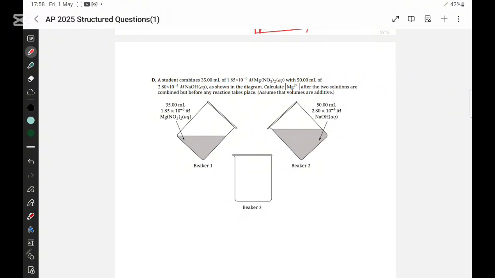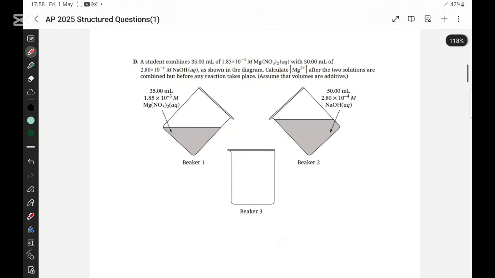So for the next question, a student combines 35 milliliters of 1.85 times 10 to the power minus 3 molar magnesium nitrate with 50 ml of 2.80 times 10 to the power minus 4 molar NaOH, as shown in the diagram. Calculate the magnesium ion concentration after the two solutions are combined but before any reaction takes place. Assume that volumes are additive.